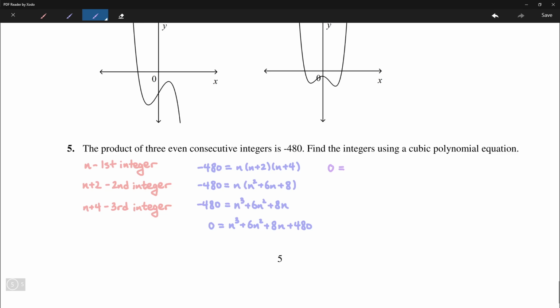So we have 0 equals negative 10 cubed plus 6 times negative 10 squared plus 8 times negative 10, and then plus 480. So this would be, of course, negative 1,000 plus 600 minus 80 plus 480, and that is equal to 0. So we know that n plus 10 is a factor.